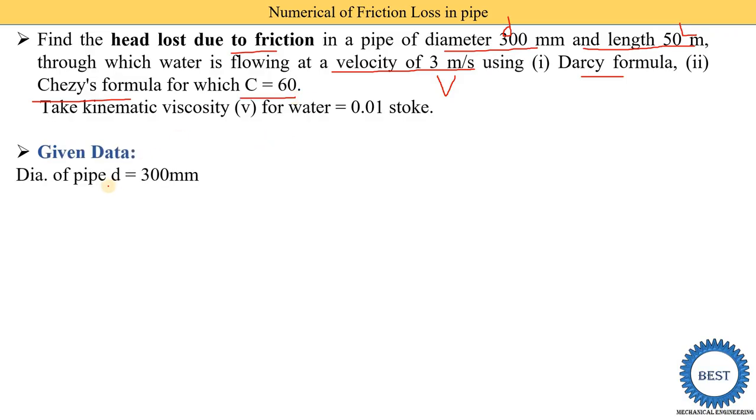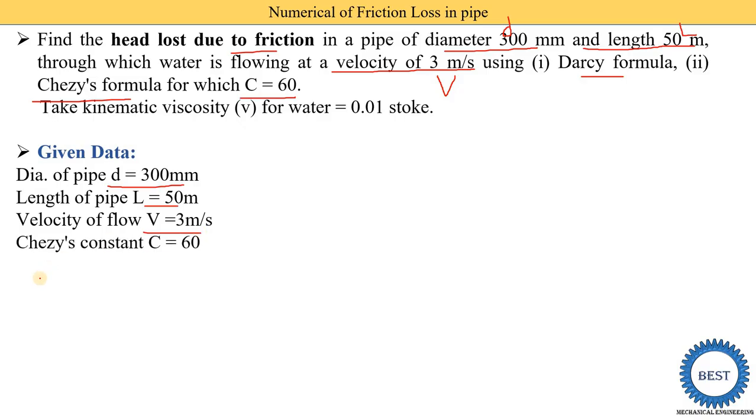So first data is given, diameter D is equal to 300 mm. Second, length of pipe L is equal to 50 meter. Third, velocity is given, V is equal to 3 meter per second. Chezy constant C is equal to 60. Kinematic viscosity 0.01 stoke, and stoke is also called centimeter square per second, and we need to convert them in meter square per second.